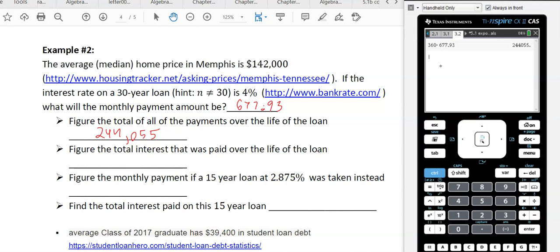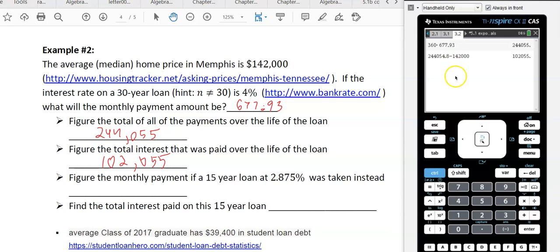because you had to pay them interest. That was the difference. So if you subtract, answer minus 142, you get $102,000 in interest. So $102,000. This is money, interest.